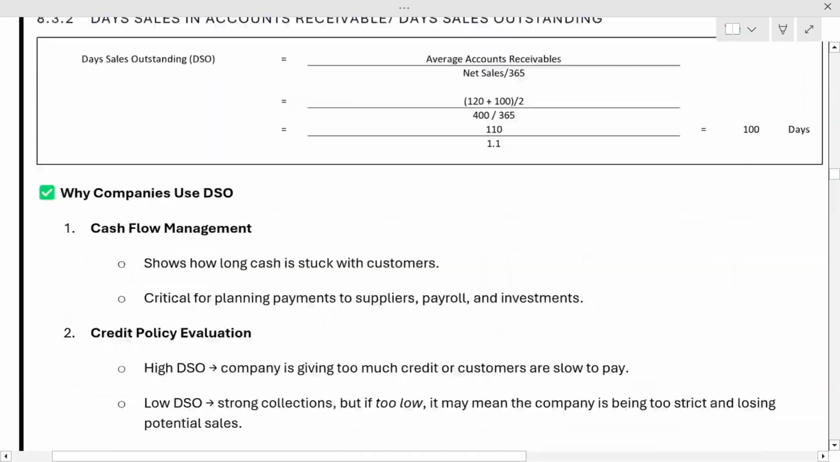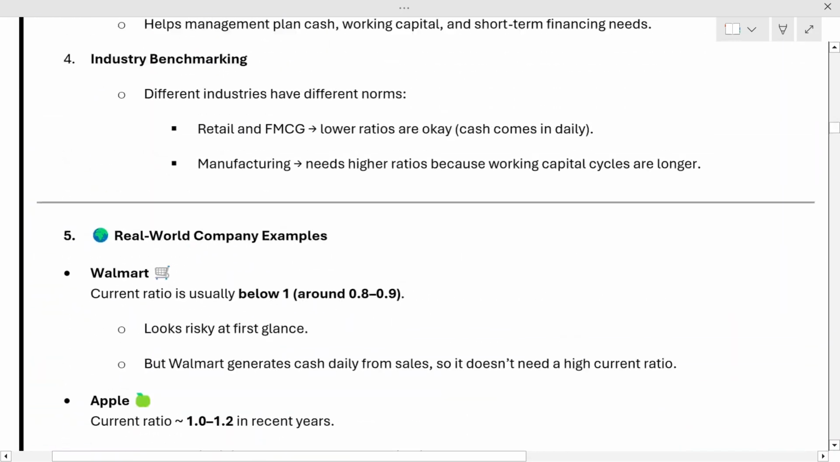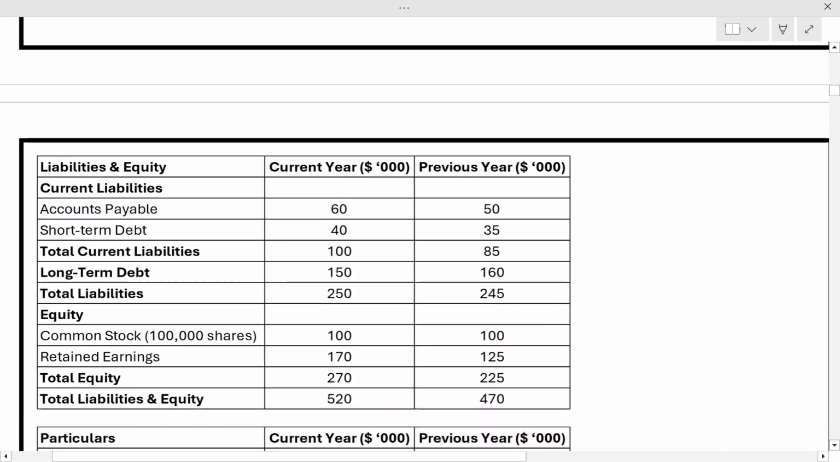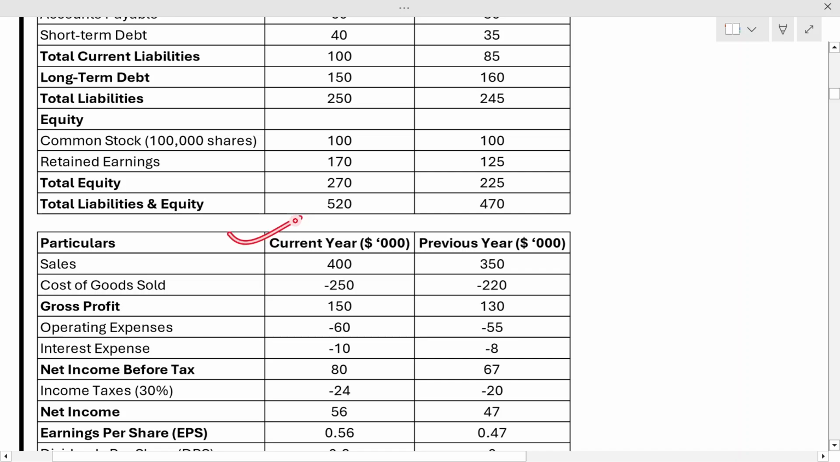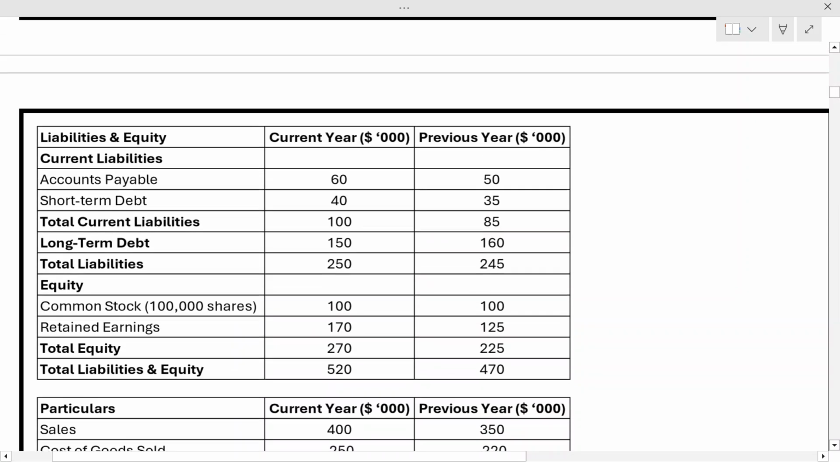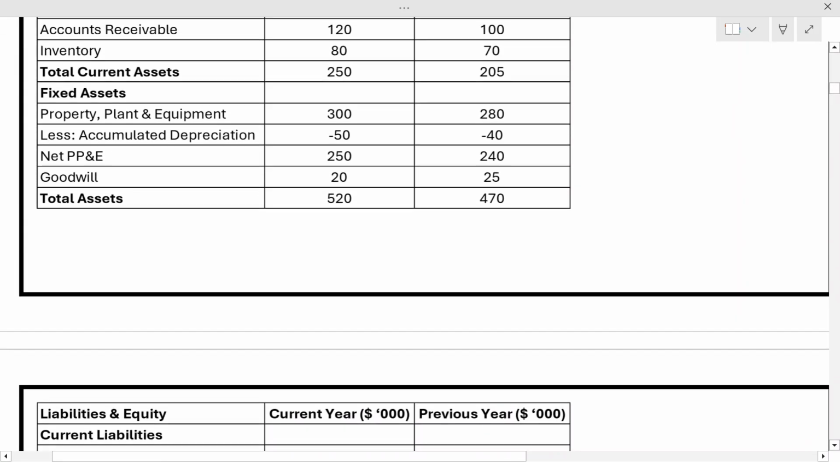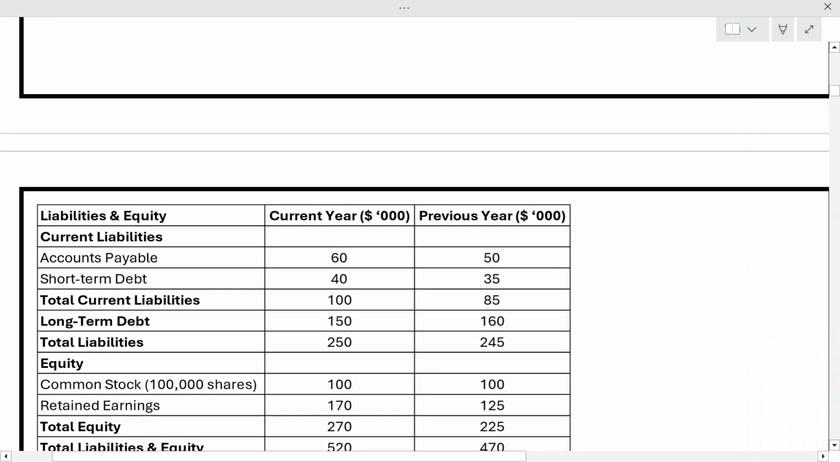Now let's go above and see what this means. In our PNL, the cost of goods sold is $250 here. And if we go above in our balance sheet, in the current liabilities, in the accounts payable section, we can say $60 is accounts payable for the current year and $50 for the previous year. So our average accounts payable for the period would be 60 plus 50 divided by 2. That gives us a total of 55 average accounts payable.